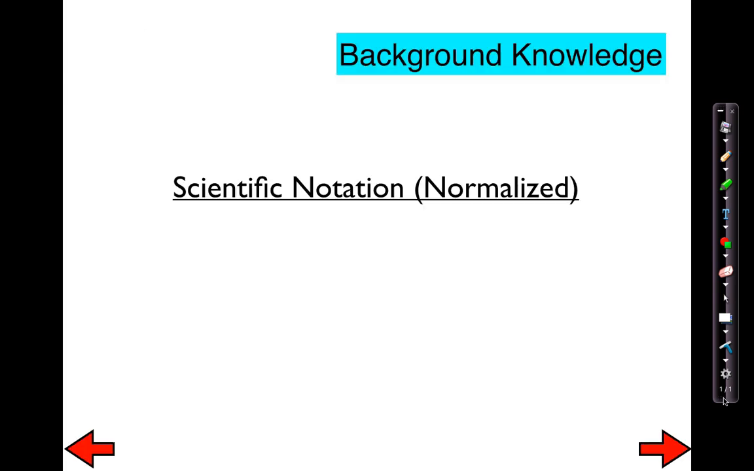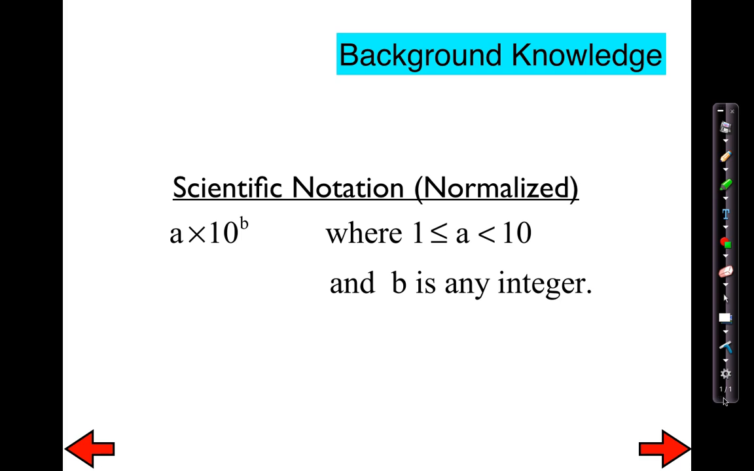properties. So background knowledge, let's just remember real quick, coefficient has to be between 1 and 10. It's allowed to be 1, but it cannot be 10. B is an integer, so basically the exponent has to be a whole number, no fractions and no decimals.